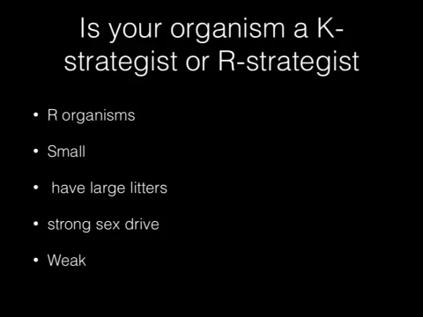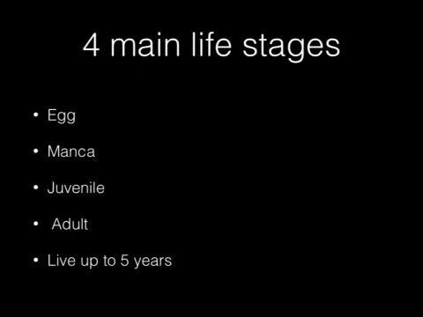Is your organism a K strategist or R strategist? It is an R organism: small, has large litters, strong sex drive, weak. The 4 main life stages of a roly-poly are egg, manca, juvenile, and adult, and they can live up to 5 years.